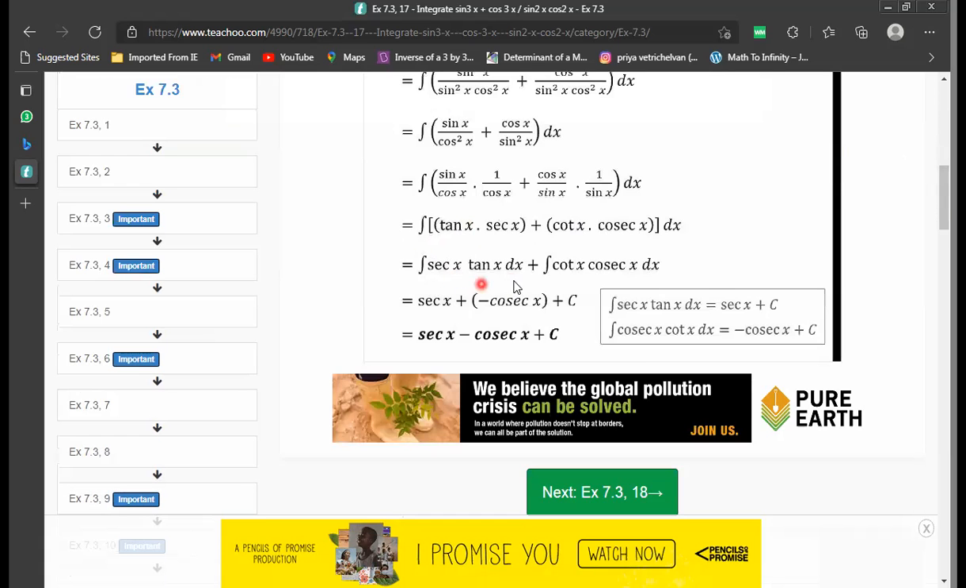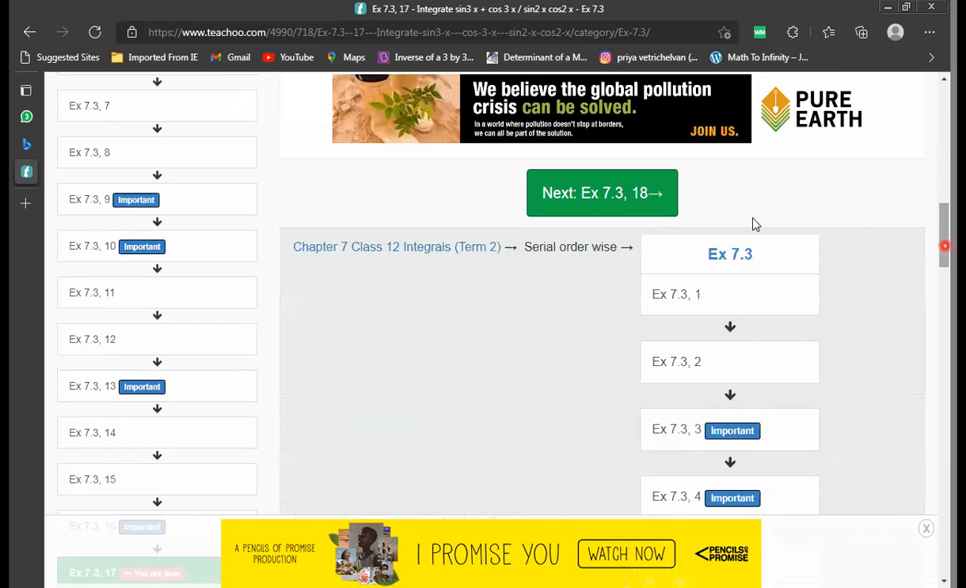And what is the integral of secant tan? Integration of secant x tan x is a formula, and the answer is secant x. And integration of cot x cosecant x is negative cosecant x, by Hardy's formula. Okay.